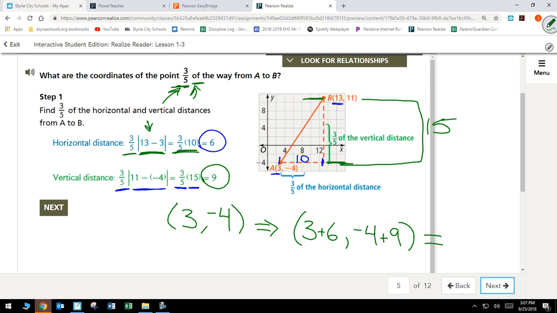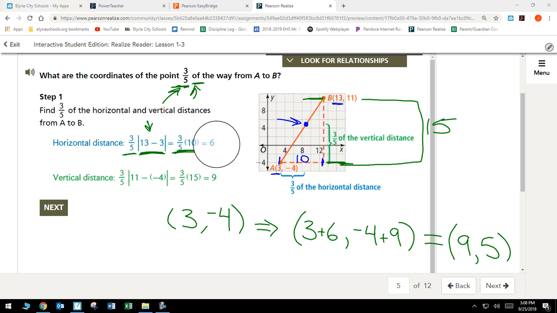When I simplify that, 3 plus 6 is going to give me an x-coordinate of 9, and -4 plus 9 is going to give me a y-coordinate of 5. And that should be 3/5, or a little over halfway, of the distance between A and B. Again, I can do a visual check if I plot that. So 9, 5 is about there. And from a quick visual check, that is a little over halfway between A and B. I'm reasonably confident that that's the correct answer.